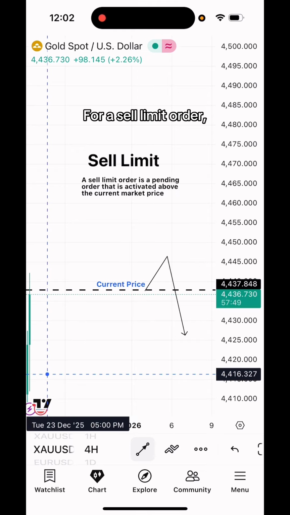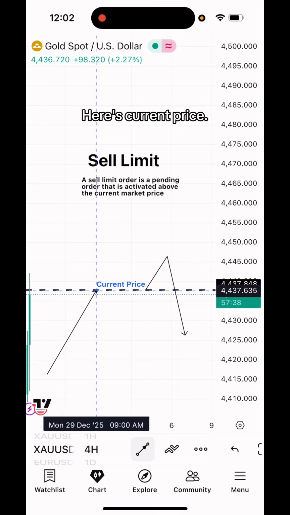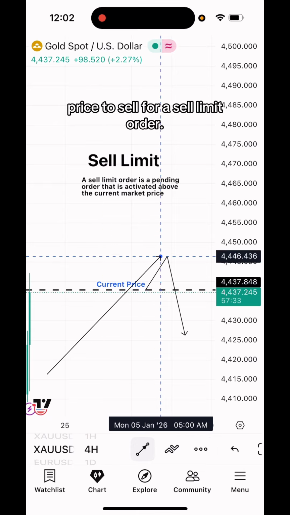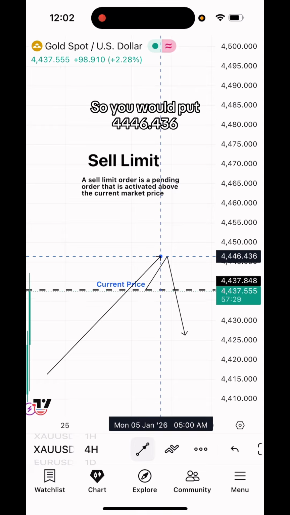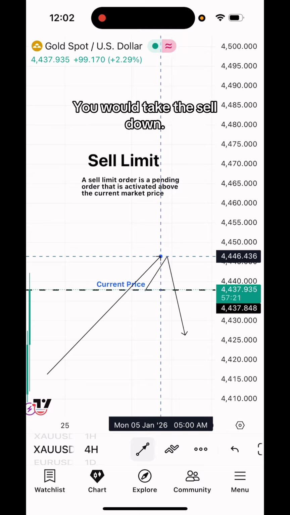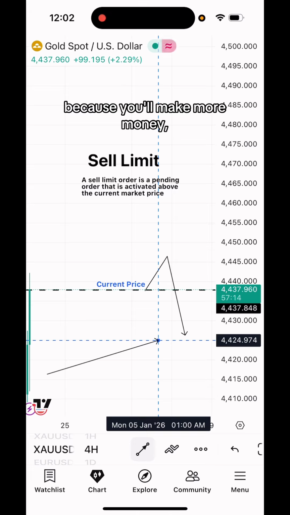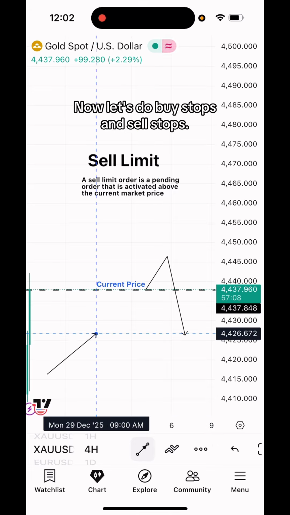All right. A sell limit order is a pending order that is activated above the current market price. Okay, here's current price. You would put your number above current price to sell for a sell limit order. So you would put 4446.436. And when price pulls up to that number, your trade is active, and then you would ride the trade down. You would take the sell down. Okay. And again, the higher for a sell, the better, because you'll make more money, you'll avoid drawdown, and you'll avoid blowing your account. Now let's do buy stops and sell stops.